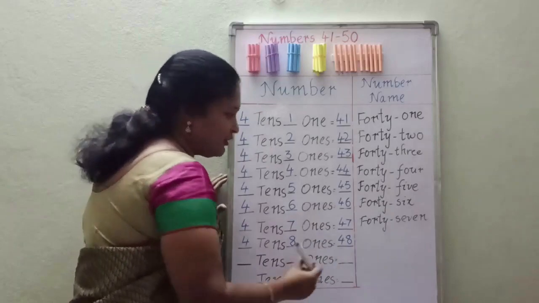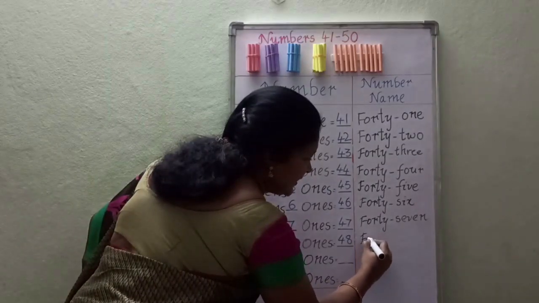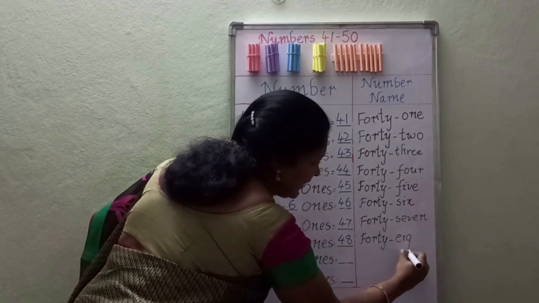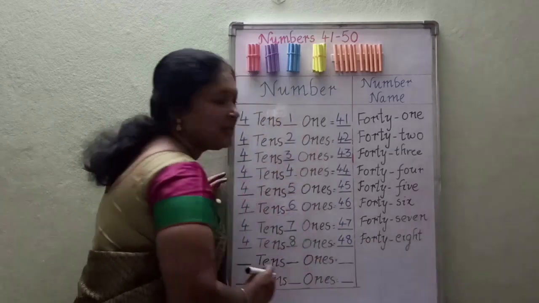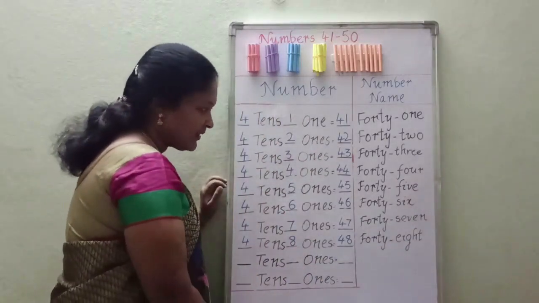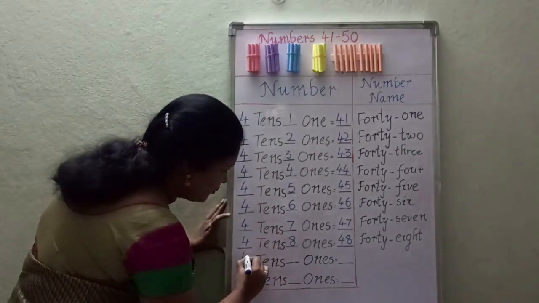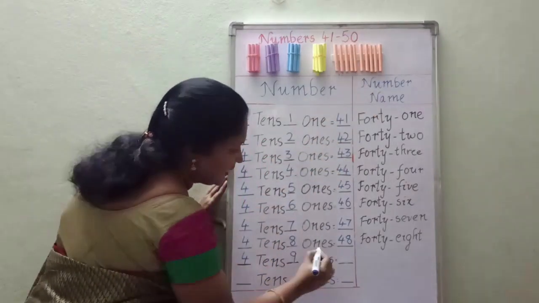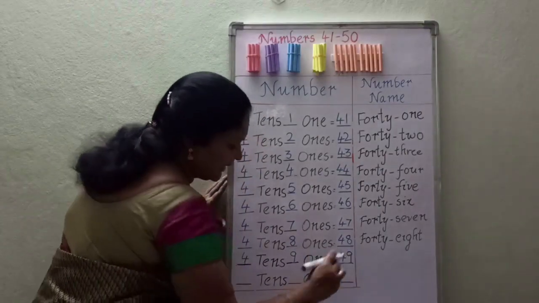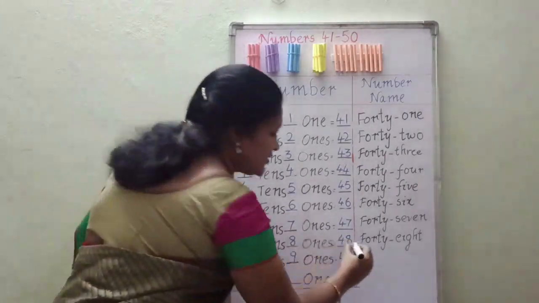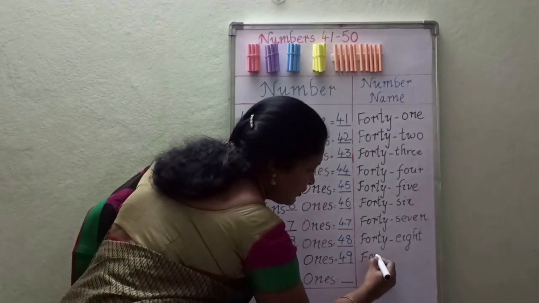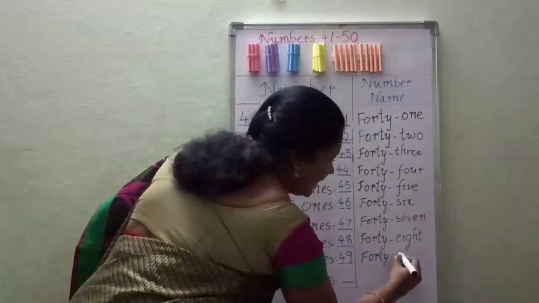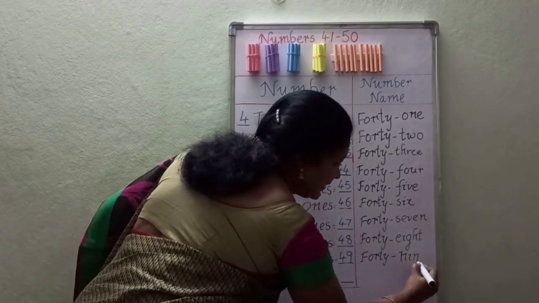And what is the spelling of 48? Write first F-O-R-T-Y, 40. E-I-G-H-T, 8. 48. And the next one, 4 tens, 9 ones. That is 49. And what is the spelling of 49, children? F-O-R-T-Y, 40. Put a hyphen and N-I-N-E, 9.